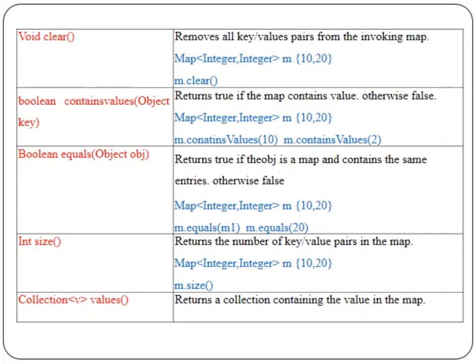The next method is values. The values is a method which is going to return all the values contained in the collection of the invoking map interface object. That means the main job of this method is to retrieve all the values which are available in the map interface. These are the different methods which are available in the map interface.